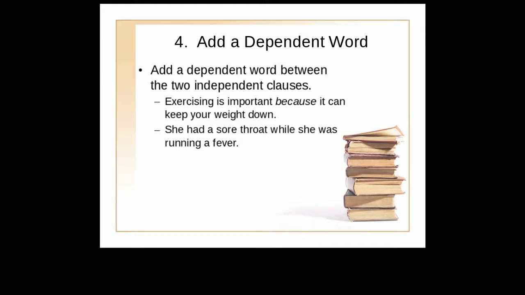You can also add a dependent word. A dependent word, remember, it depends on something else. So it puts two independent clauses together. Exercising is important because it can keep your weight down. This word depends on the other two sentences to make it work. She had a sore throat while she was running a fever. She had a sore throat. She was running a fever. Well, you could put it together. While she was running a fever.